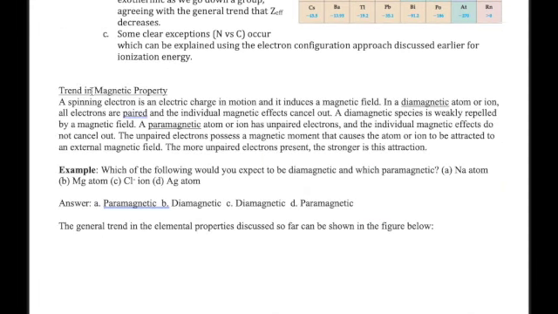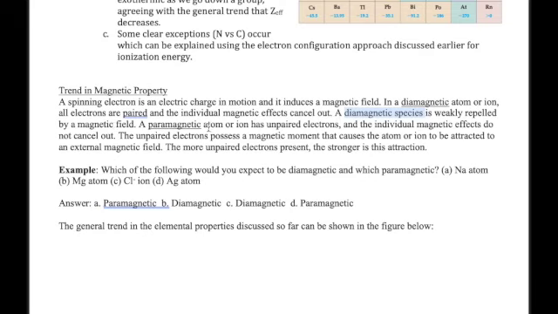One more trend to look at is something called magnetic property. Remember that electrons spin, and it generates this magnetic field. And so there's 2 types of magnetic properties that we can think of. In a diamagnetic atom or ion, all the electrons are paired. Okay, so you don't have any single electrons. So the spins of the electrons cancel each other, so you don't get magnetic properties. These diamagnetic species are only weakly repelled by a magnetic field.